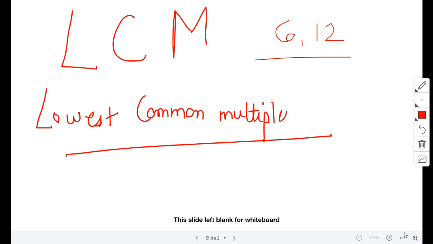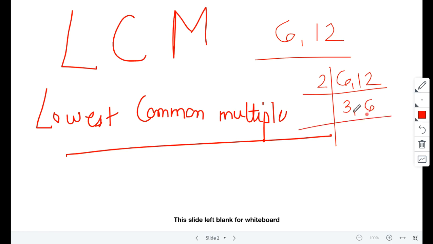LCM is, see, there are two methods of solving LCM. The first is this. You have to see that number by which 6 and 12 both can be divisible. So if I write 2, 6 divided by 2 gives me 3, and 12 divided by 2 gives me 6. Now again I have to look out for that number by which I can divide 3 and 6, so that is 3. So 3 divided by 3 is 1. 6 divided by 3 is 2.